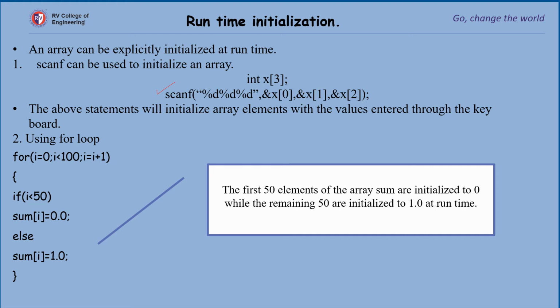Here just observe, I want to initialize the first 50 elements with 0 and the next 50 elements with 1. How do I do it? For I equal to 0, I less than 100. If I is less than 50, sum of I is equal to 0, otherwise sum of I is equal to 1. Remember one thing, when you are dealing with an array, the subscript should be there. Otherwise, you will not be able to access the elements of the array.